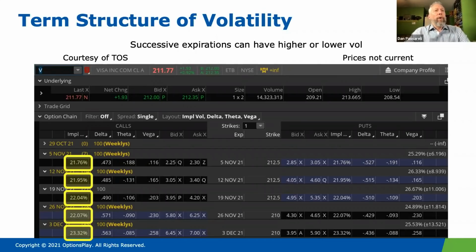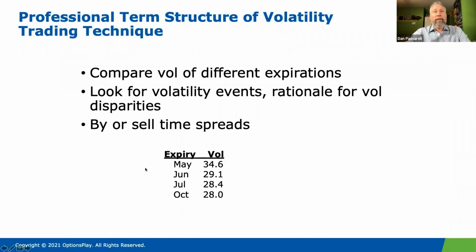And so what do we do with this information? Well, look, here's what professional traders do with this information. They observe, hey, for whatever strike this is, it's all the same strike. The May is a 34.6 volatility. This one has 29, 28.4, 28 even. What does that tell me?